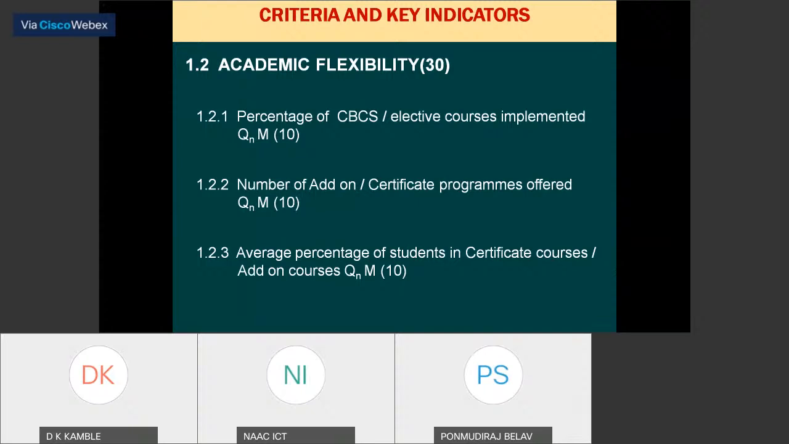If it is a minimum of 30 hours in the syllabus, then NAAC will evaluate that syllabus. They will review the documents. If the syllabus does not cover a minimum of 30 hours, that syllabus will not be considered for that specific certificate program. Then, the average percentage of students in certificate courses. If the institution started some certificate courses, how many students were admitted? That admitted student record is required. Attendance is also required as per the student list.